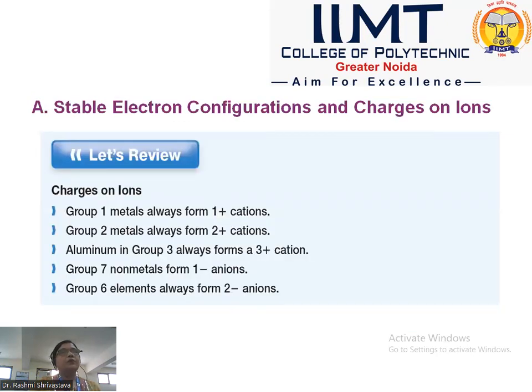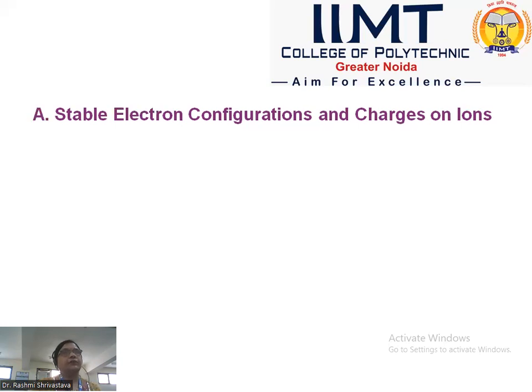Now, stable electronic configuration and charges on ions. Group 1 metals in the periodic table always have a +1 charge. Group 2 metals always have a +2 charge. Aluminium in group 3 always has a +3 charge. Group 7 non-metals have a -1 charge, and group 6 elements always have a -2 charge.